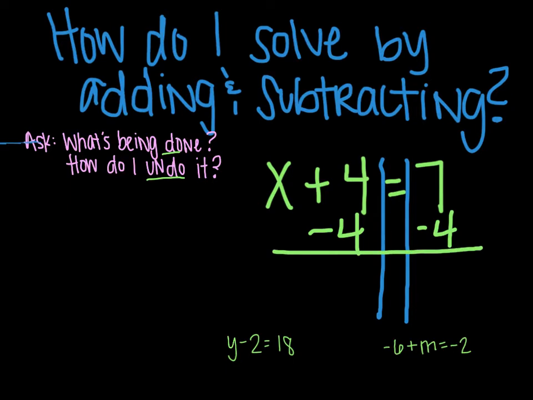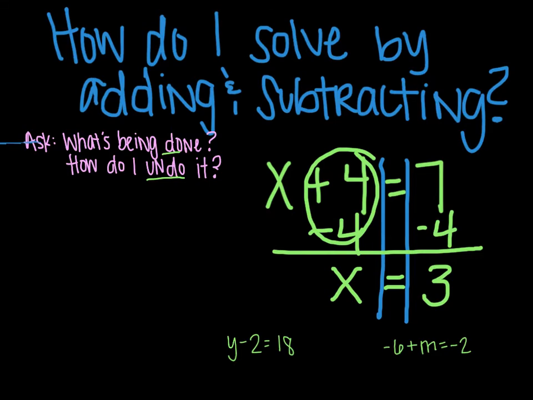Plus 4 and minus 4, that's going to make 0. So now I'm just left with x. Drop down the equal sign because it's flowing, that's going down the river. And then 7 minus 4 is 3, so x equals 3.